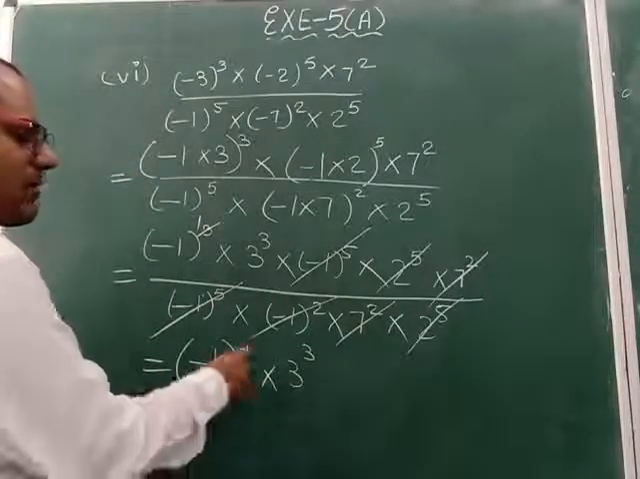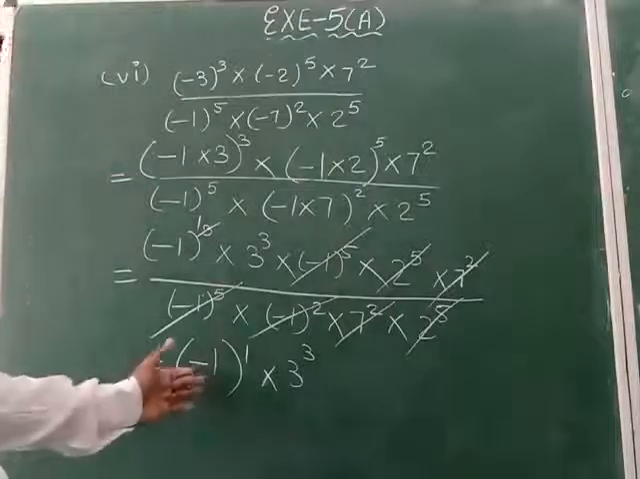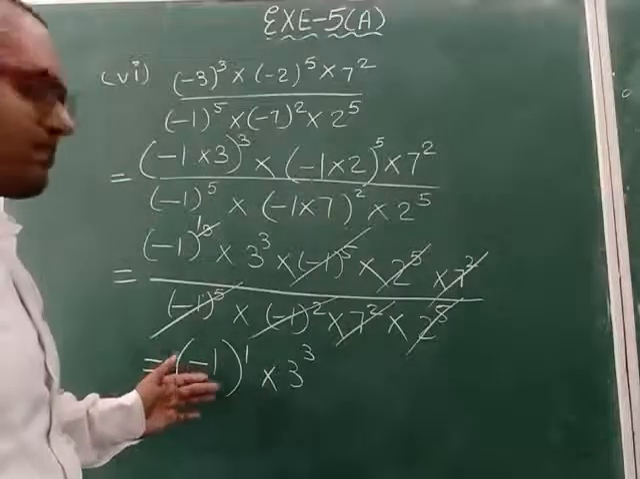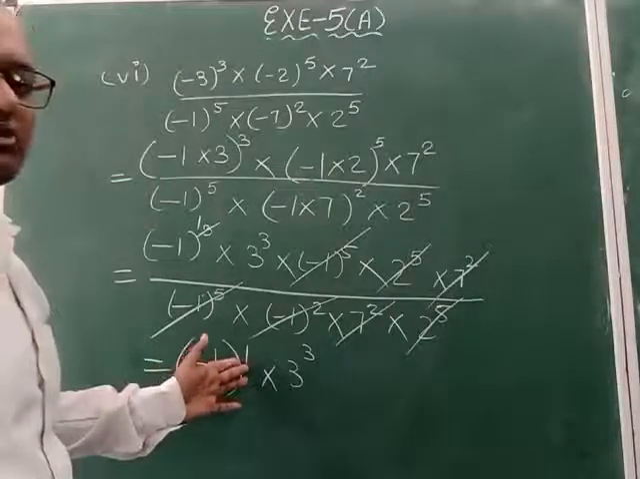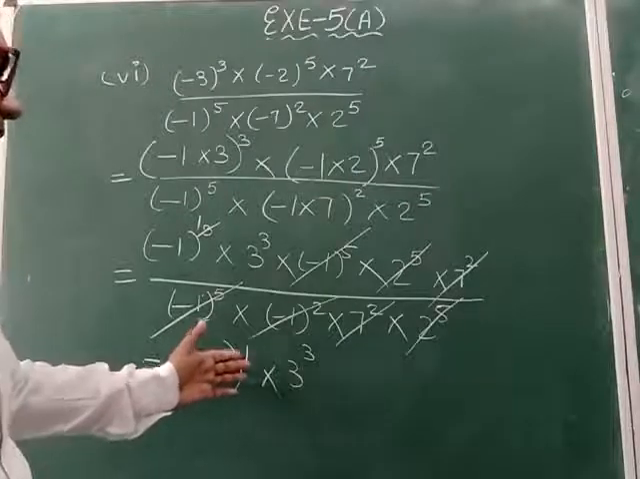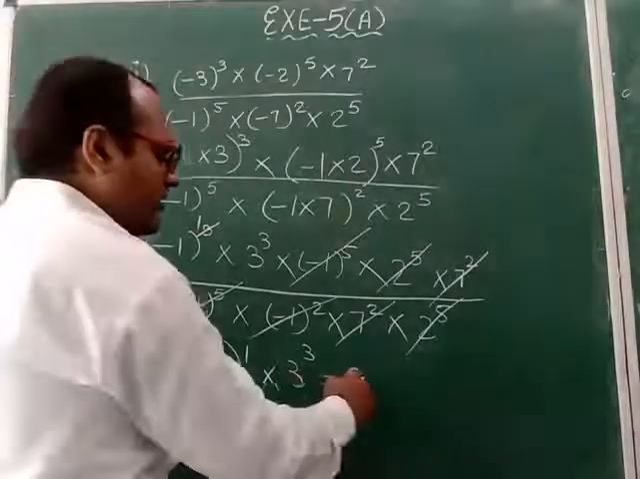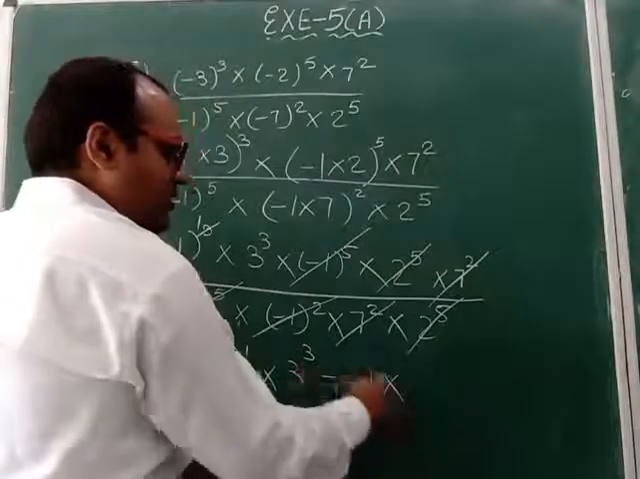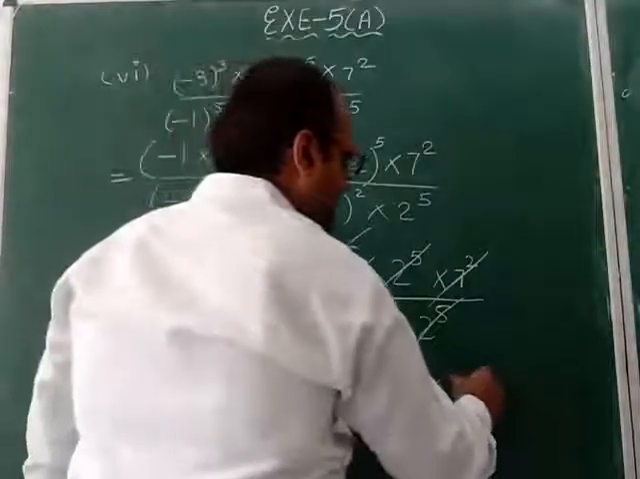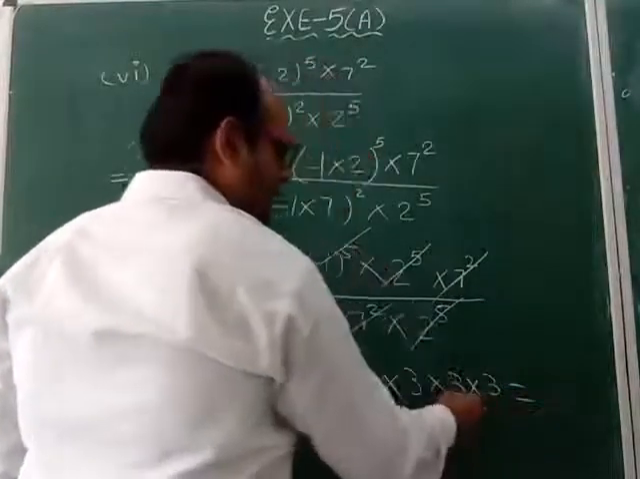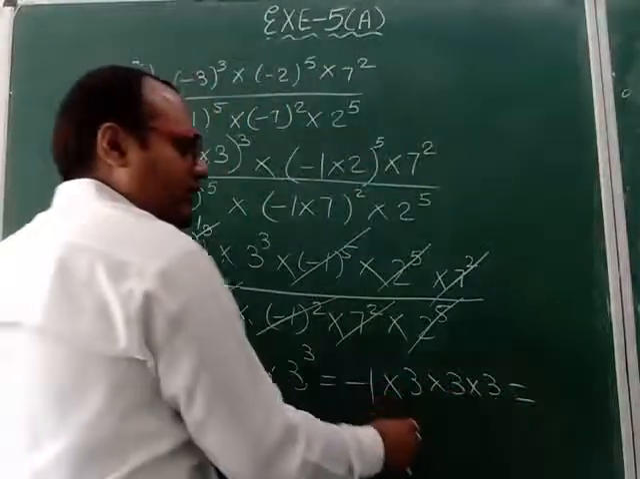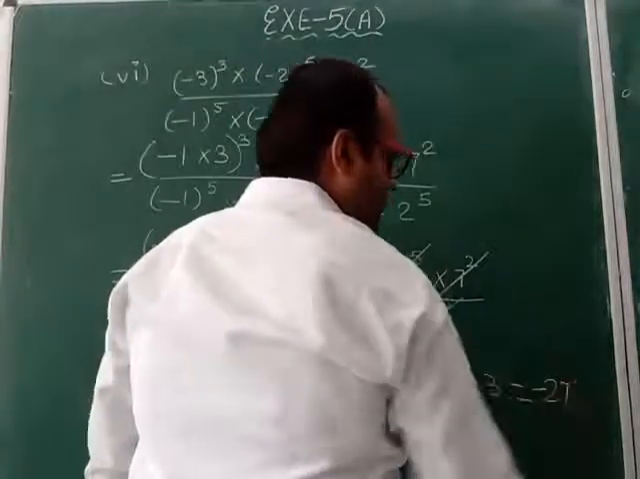Now minus 1 power 1 means this minus 1 we have to write 1 time. Power means this much times you have to write. So minus 1 we will write 1 time. 3 power 3 means we will write 3 three times. 3 3 is 9, 9 3 is 27. 27 into minus 1 will be minus 27.